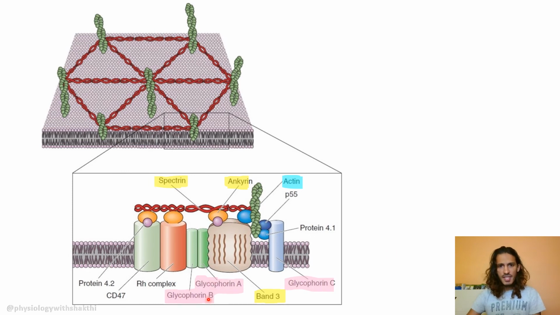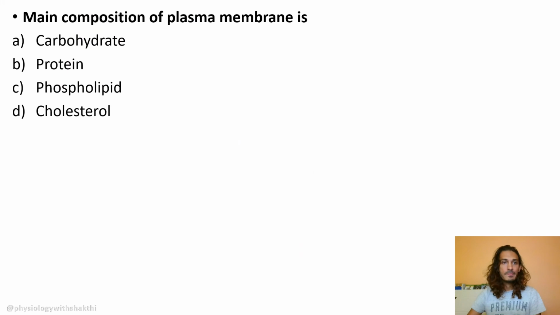And there are substances like glycophorin. Glycophorin has a lot of carbohydrate moieties and sialic acid residues in it, so that gives a negative charge to the RBC membrane. So these are all substances that are there in RBC. So we'll come to the questions and try to understand the answers.